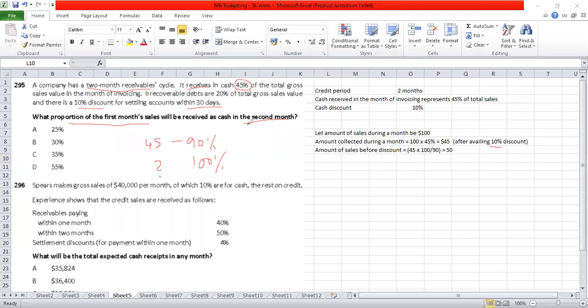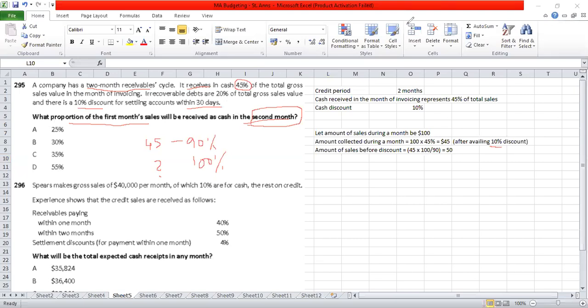The question is asking us to find out about what it is in the second month. So of the sales, a part of it is received in the first month because they want to avail a discount within the 30 days. So out of total 100, 50 are received, 50 related to that transaction, received in the first month. Then 20% will not be received.